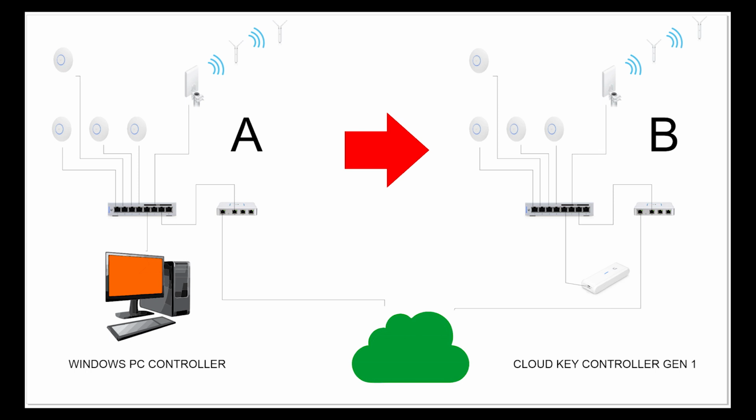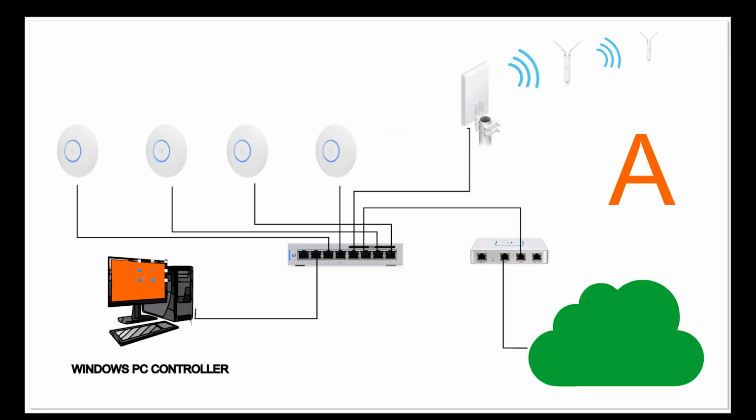This is what we're going to guide you through step by step: backing up from your Windows PC controller to a .unf file that you're going to be able to upload to your Cloud Key Generation 1. Okay, so this is exactly what we're going to have.